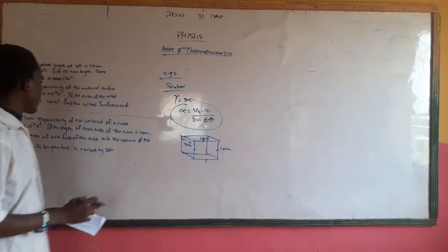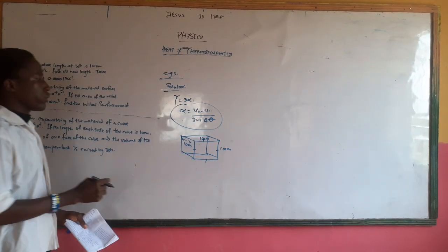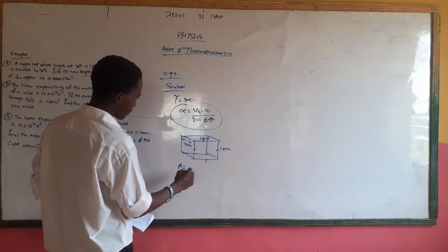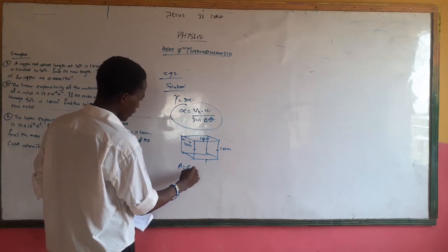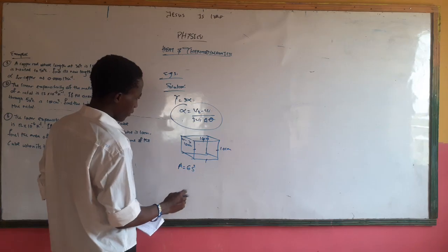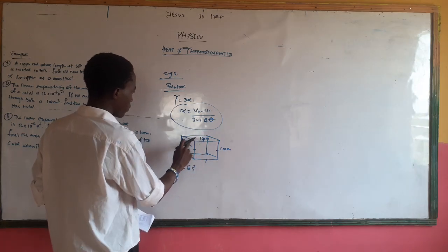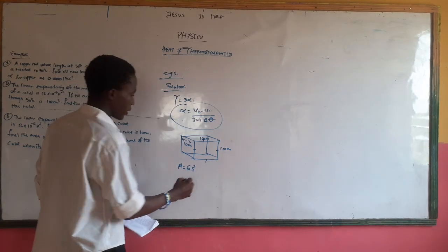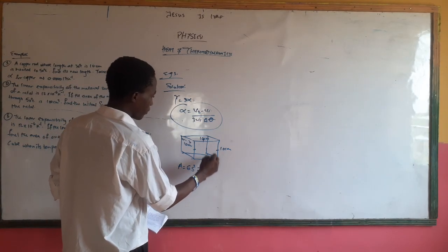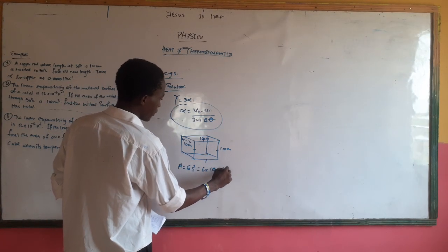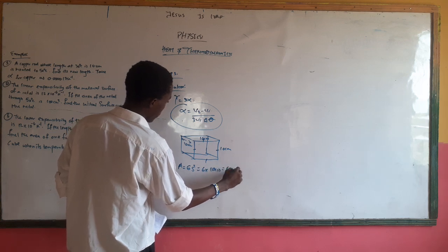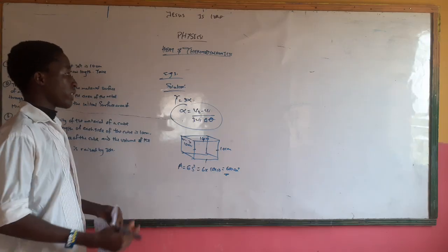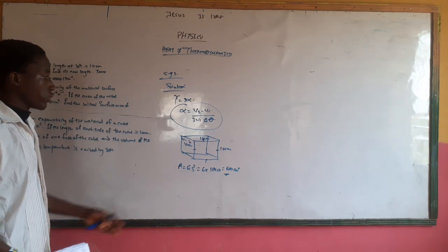So I said we should find the area of the cube. The area of the cube should be 6x squared. Am I correct? So we have 1, 2, 3, 4, 5, 6 faces, so 6x squared. So we have 6 multiplied by 10 times 10. That's 600 centimeter squared. Do we understand that? This is part of the question, so we should find this.